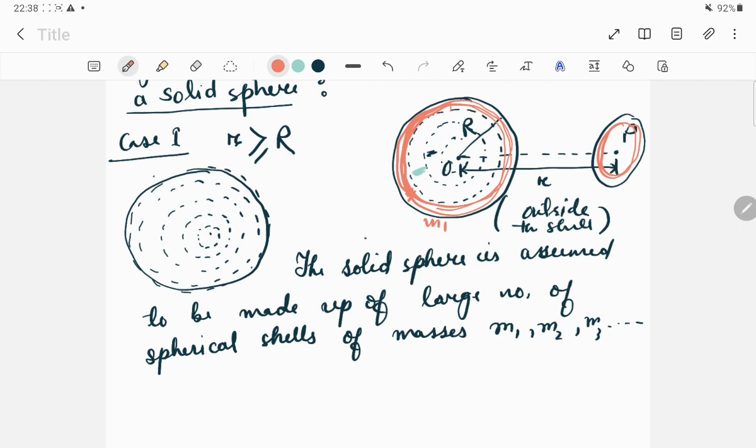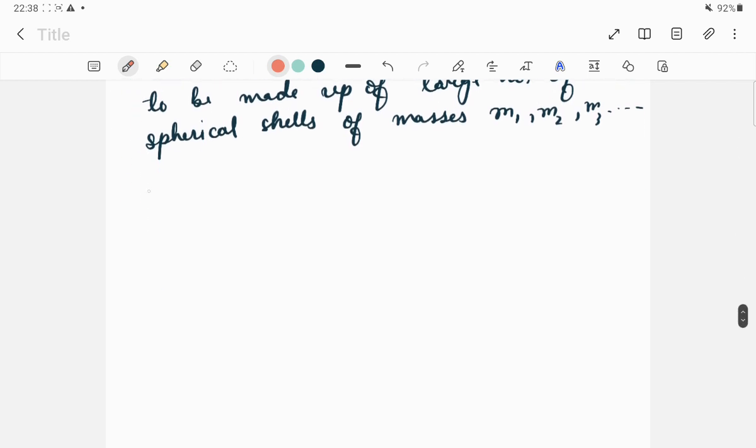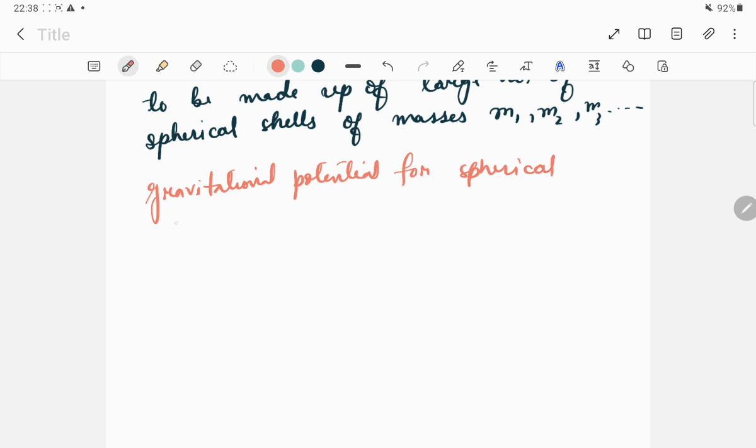For that you need to go back to the derivation for gravitational potential for a spherical shell. If you remember, the gravitational potential for a spherical shell outside was given by V equal to minus GM by r.